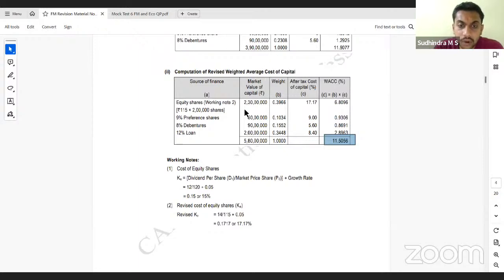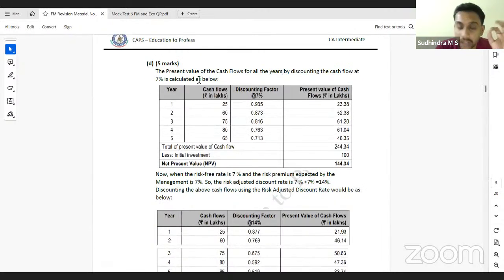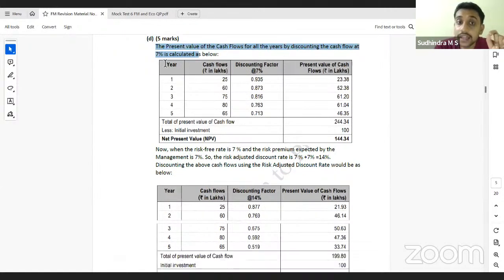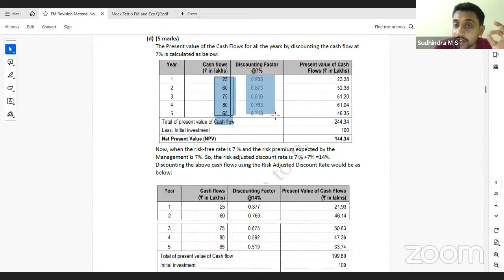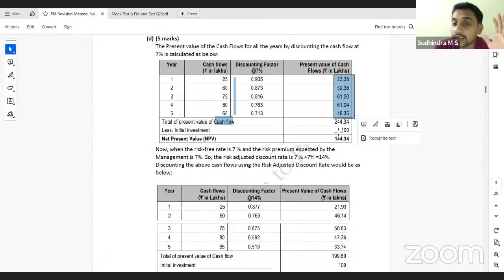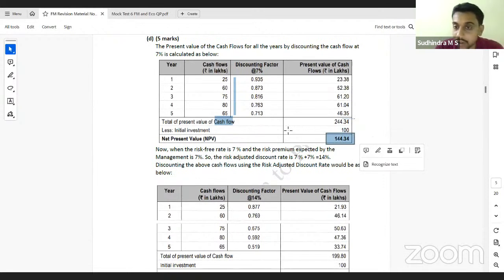Then next, 1D. 1D was calculation of NPV at 2 different rates. One was risk-free rate, one was RADR. First, writing that risk-free rate is 7%. That note is important, half mark. Then this calculation, bringing cash inflows of every year, discount factor, present value of cash inflow, minus the initial investment. The presentation carries 1 mark. And finally, NPV of 144.34, 1 mark.